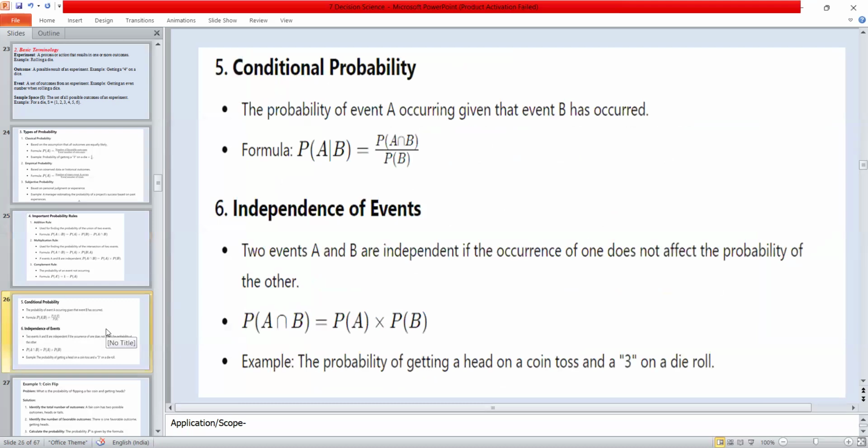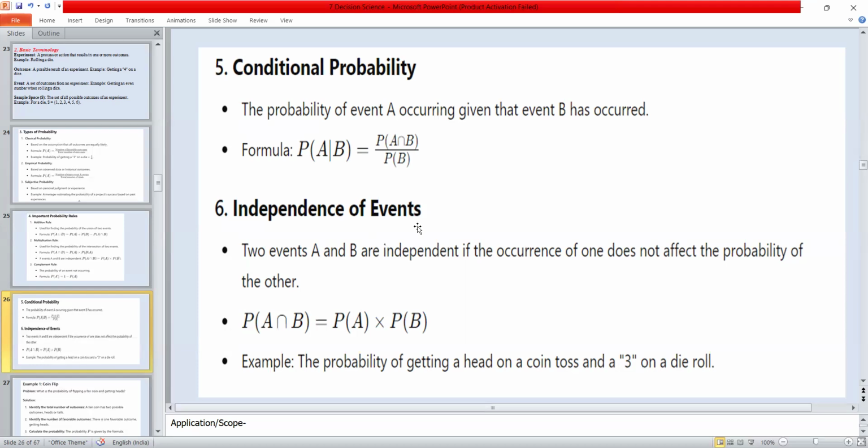Next is conditional probability. Probability of event A occurring given that event B has occurred. So the conditional probability formula is P of A given B is equal to P of A multiplication B divided by probability of B.